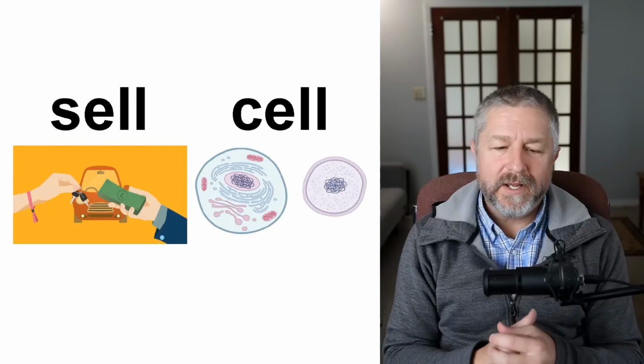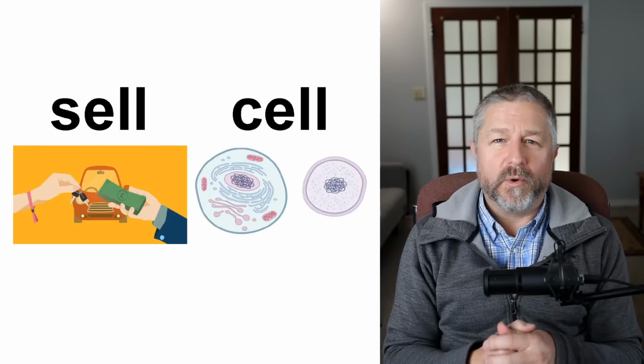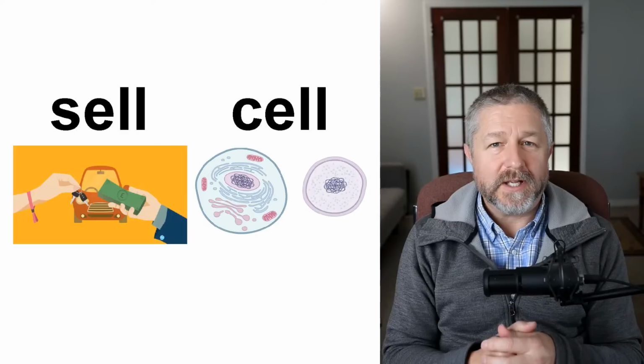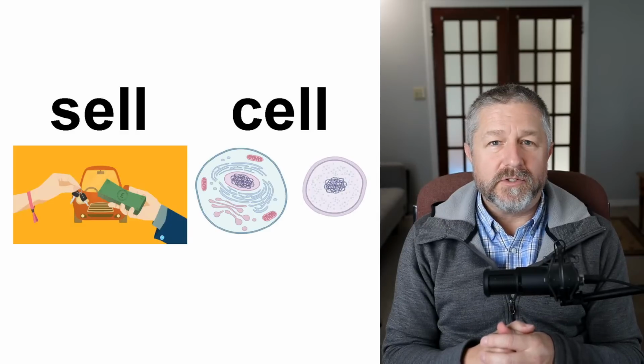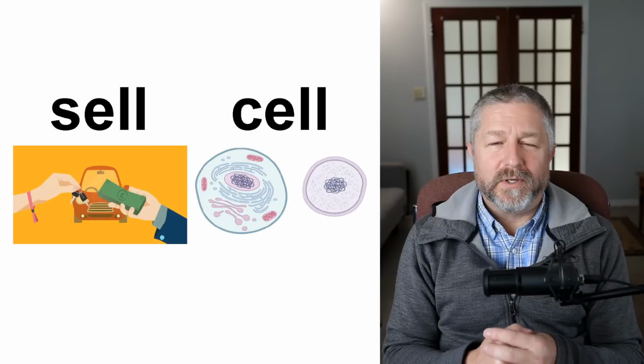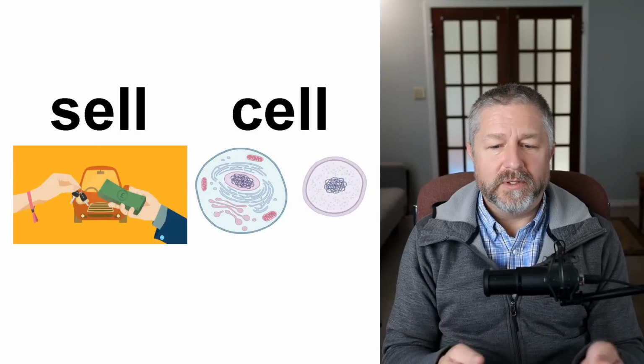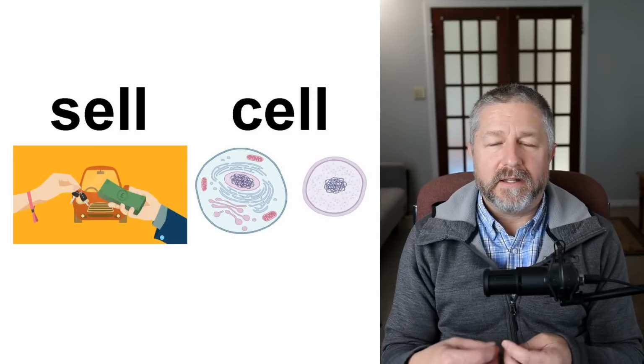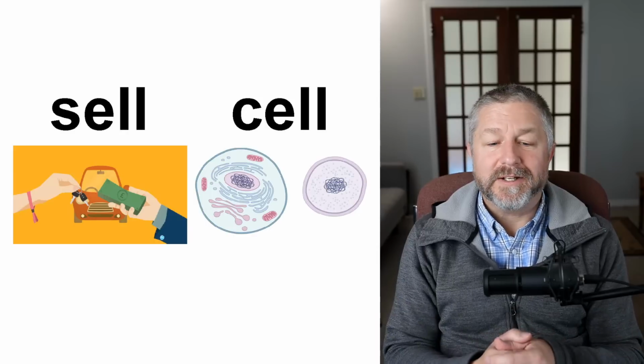Sell and sell. So when you have something you don't want anymore, you might decide to sell it. That means if someone gives you money, they can have it. I had a computer once and I didn't want it anymore. So I decided to sell the computer. So someone gave me money and then they took it. So that was really nice.